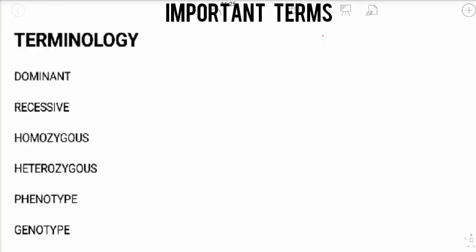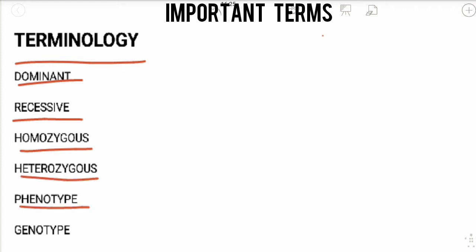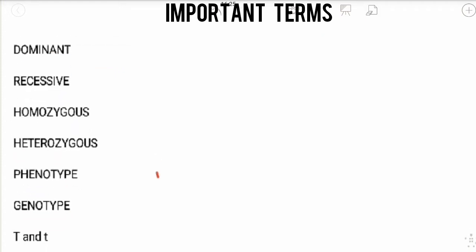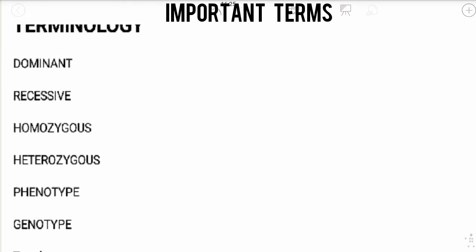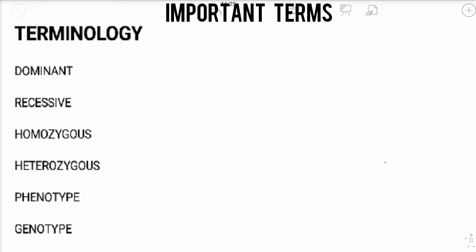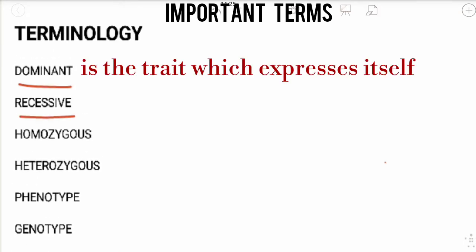There are some very important terminologies in principle of inheritance and variation. They are dominant, recessive, homozygous, heterozygous, phenotype, genotype, and capital T and small t. Okay. First, let us understand what is dominant and recessive.